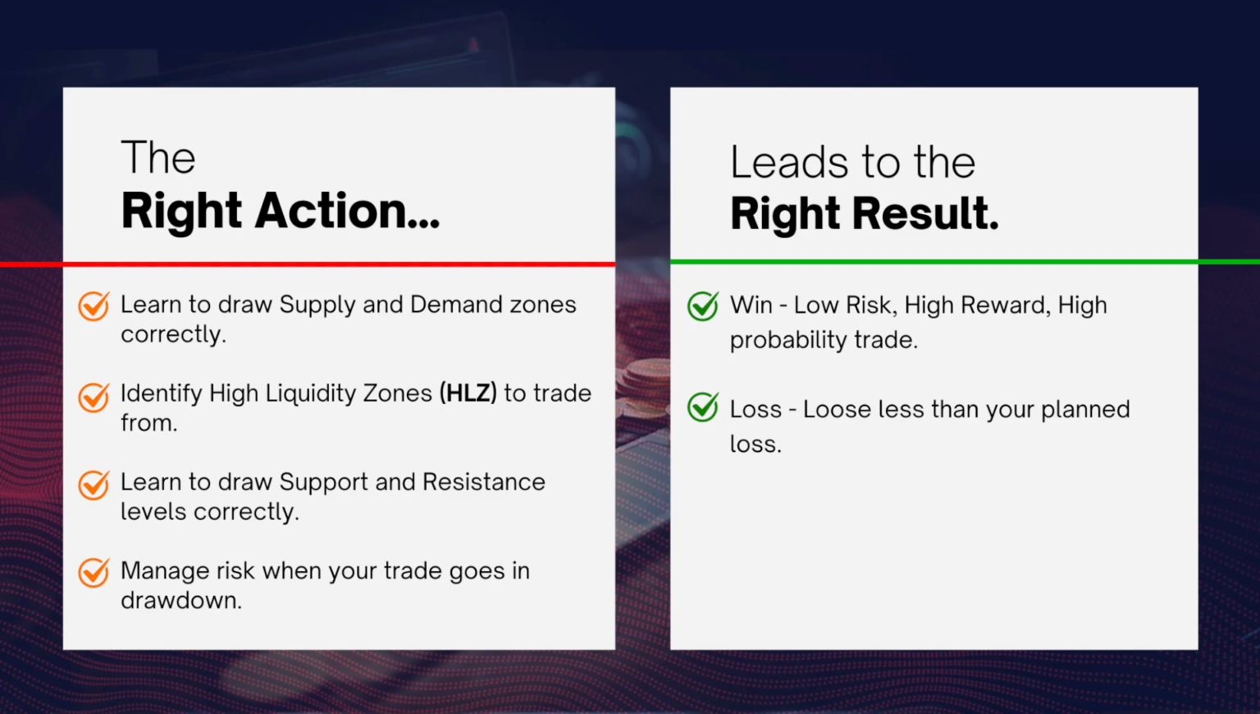Now, the right result can be a win and can be a loss. The loss is also a right result. Remember that, because if you have a trade plan, you have a certain win rate. Let's say you have a 60% win rate. That means 40% of your trades are going to lose, right? To have a 60% win rate, you need to also have a 40% loss rate. Okay, so a loss is a part of your trade plan. So don't ignore it, don't disregard it.